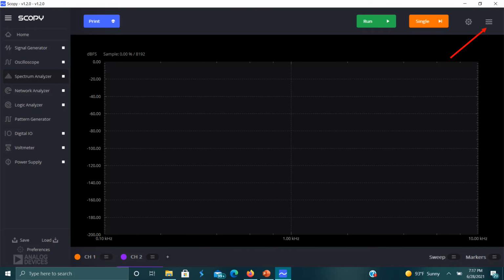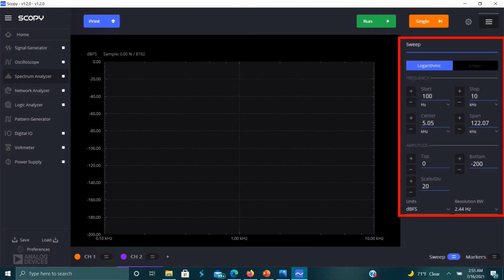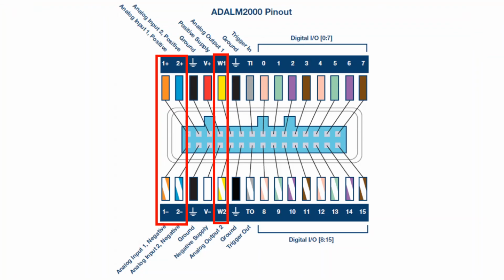You can see the 3 stacked line symbol at the top right-hand corner to make adjustments to the graphical display. Again, it is possible to change the scale, dimensions, and other characteristics of both frequency and amplitude using controls on the right-hand side of the screen. On the pinout of the M2K, the 2 analog probes, 1+, 1- and 2+, 2- are used again, along with either W1 or W2 analog output pins to connect the spectrum analyzer to a circuit and measure the signal.